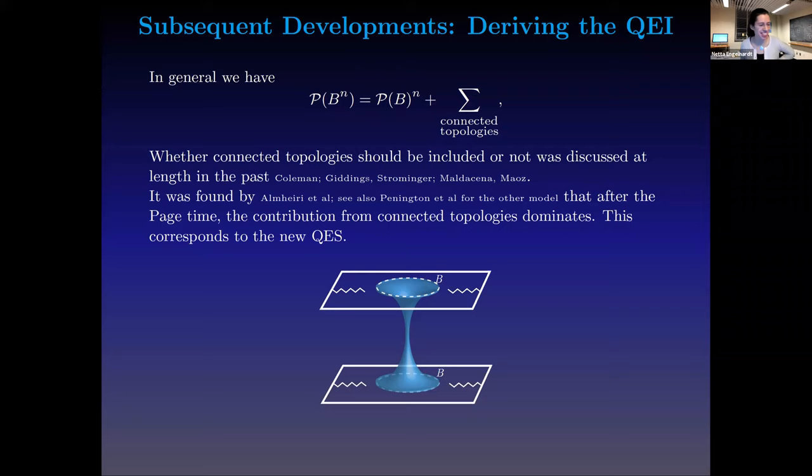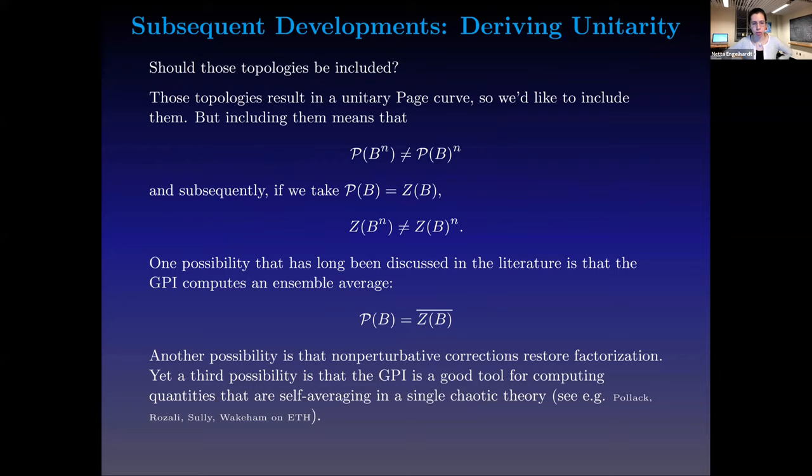All right. So we want to include these exotic topologies because they result in a unitary Page curve. But including them, of course, means that the gravitational path integral over n copies of the boundary is not equal to the gravitational path integral over that one copy raised to the power n. And so if we literally take the gravitational path integral to be computing the partition function, then we find that Z of B to the n is not equal to Z of B raised to the power n. And this is very uncomfortable because, if these are n independent copies of the same system, then this partition function should be factorizing.